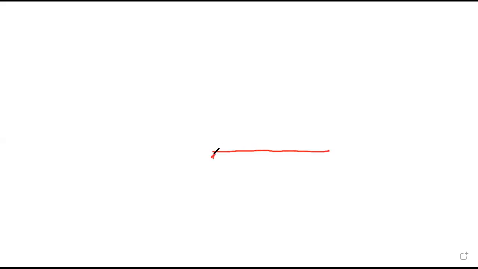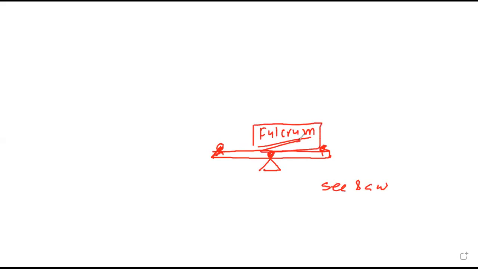One structure I'm drawing. Have you seen this or not? Tell me. Have you seen this structure? Yes, sir. What is this called? Seesaw. The point where it is fixed is called what? Fulcrum. Fulcrum. That point is called what? Fulcrum.